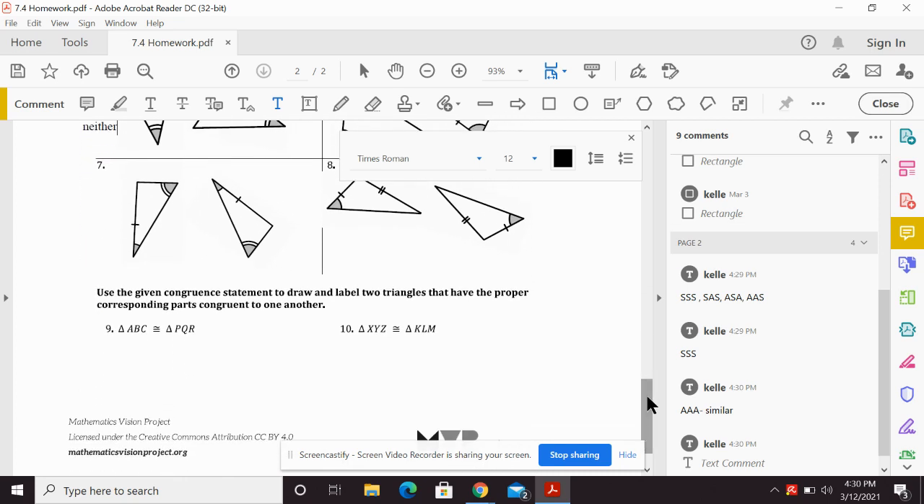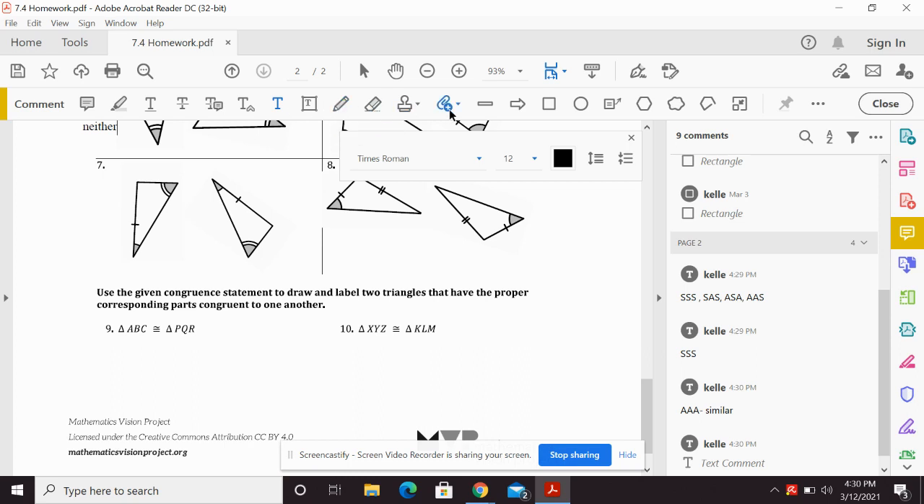And then for 9 and 10, you're just drawing these triangles and labeling all of the congruent parts. So you're going to draw a triangle ABC, and you're going to draw a triangle PQR, right? And just mark all of your congruencies.